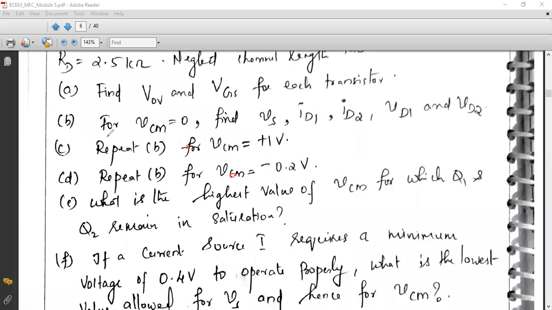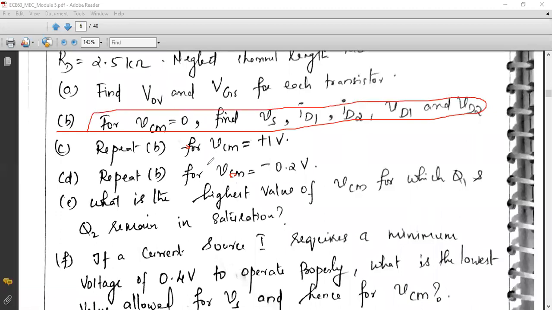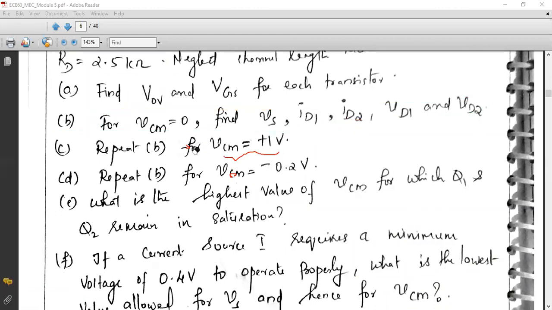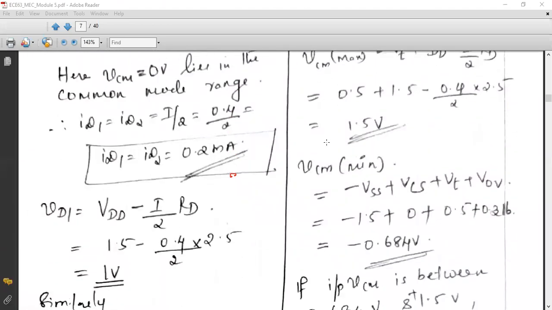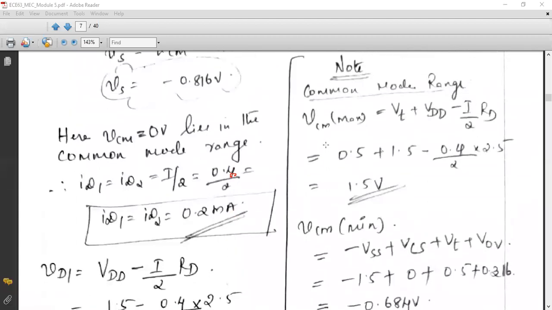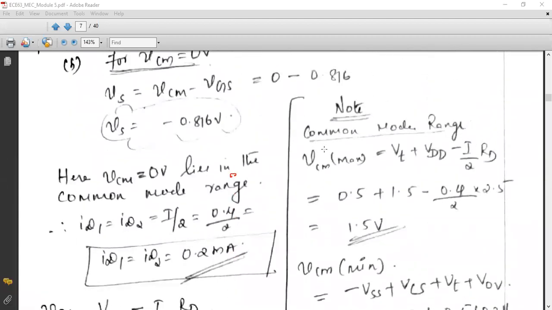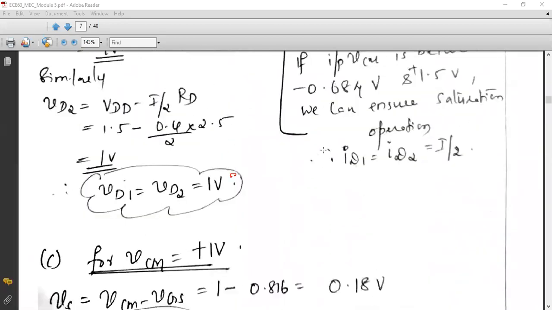In part C, we are going to repeat the same steps as we discussed in part B, but for a different input. What is the different input? Positive 1 volt. So again, check the criteria whether this plus 1 volt comes within this particular limit, right? And accordingly, you find ID1, ID2 as well as VD.